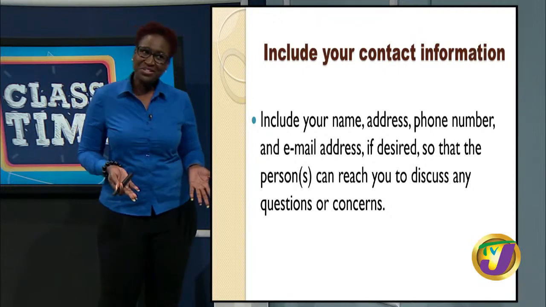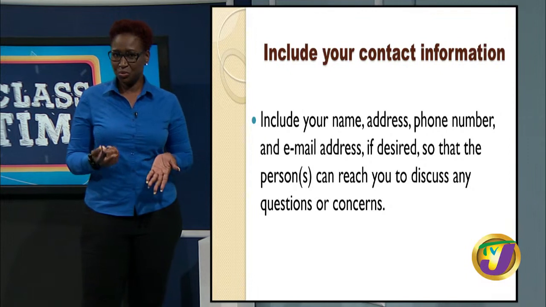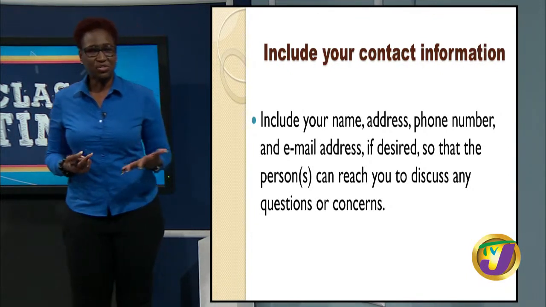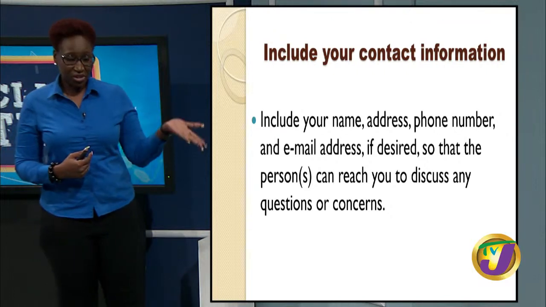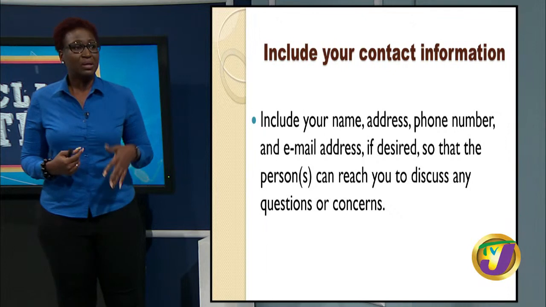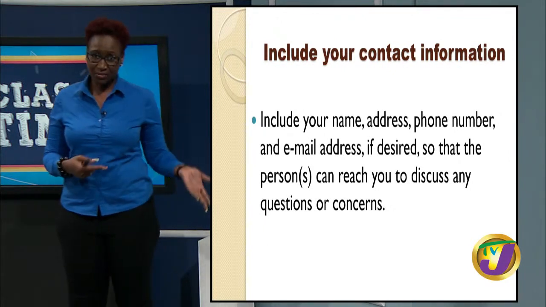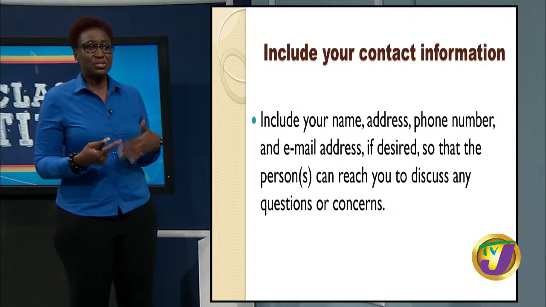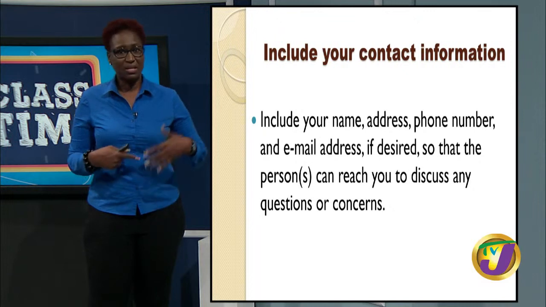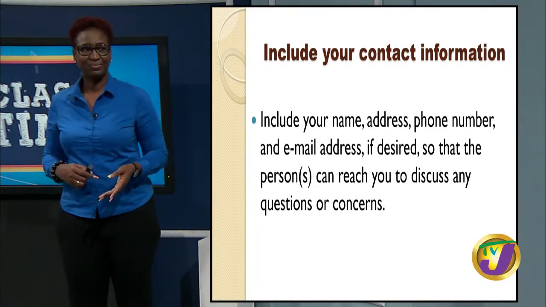So, of course, you need to include your contact information. The people need to know how to get in touch with you to discuss the best course of action. So make sure your name is there, and your address would have been in the sender's details. You can include your phone number and your email address. If it wasn't an emailed letter, then you have to tell them your email address and let them know that you are willing and able to discuss matters and they can contact you via any of these means, all right?